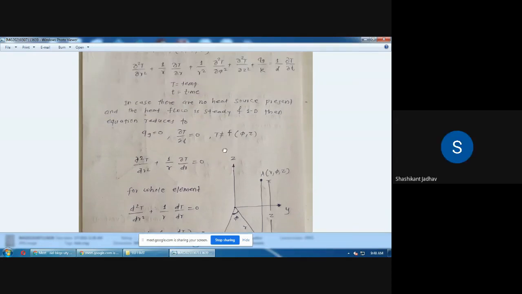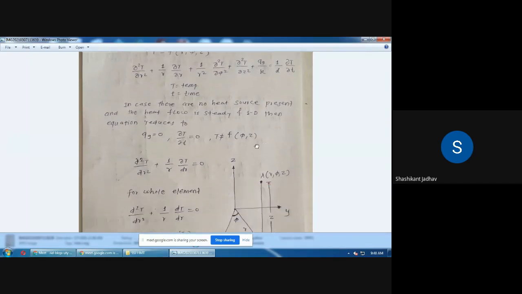So, in yesterday's lecture, we discussed the general heat conduction equation in the cylindrical coordinate system and the spherical coordinate system. In the cylindrical coordinate system, to locate any point, there is a requirement of three variables. What are these variables? The first variable is r, the second is phi, and the third is z.